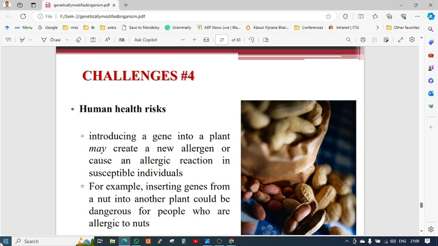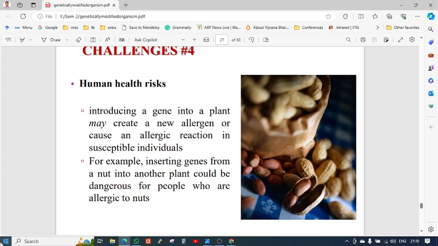Introducing a gene into a plant may create a new allergen or allergic reaction in susceptible individuals. That also matters, because some allergic reactions can happen if you are eating some GMO plants. For example, inserting a gene from a nut into another plant could be dangerous for people who are allergic to nuts. Like that, if you are allergic to nuts, and a property from the nut is inserted into another plant to make a GMO, then what happens? They cannot consume that GMO plant, because they are allergic to it. It's one example, and there are so many examples.